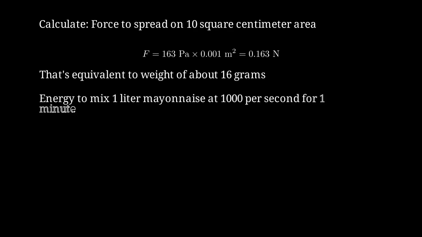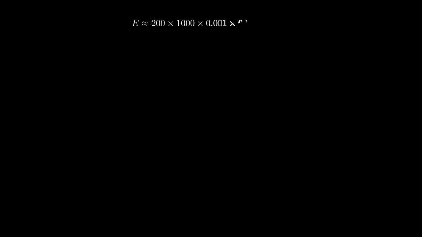Let's estimate the energy needed to mix 1 liter of mayonnaise at high shear for 1 minute. Energy equals stress times shear rate times volume times time. This gives approximately 12,000 joules, or about 3 food calories of energy.